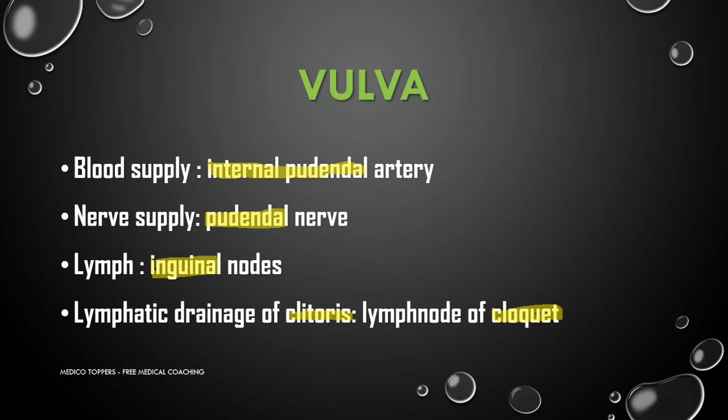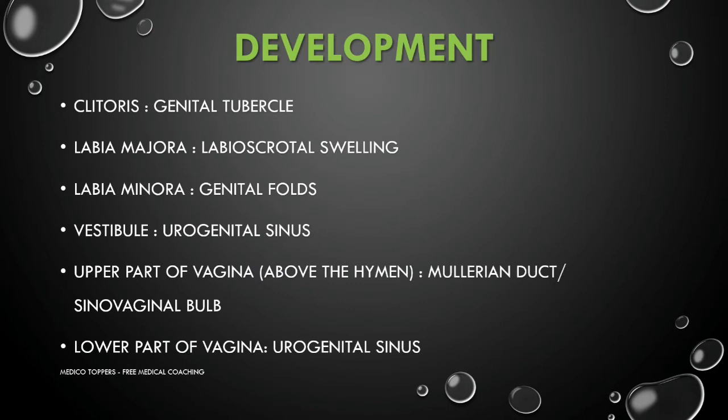Now the embryological development, this is also most important. Clitoris is from genital tubercle, labia majora from labioscrotal swelling. This one we can easily remember because labia majora is a homologous organ to scrotum in male. So labia majora, labioscrotal swelling. Labia minora, genital fold. Vestibule, urogenital sinus.